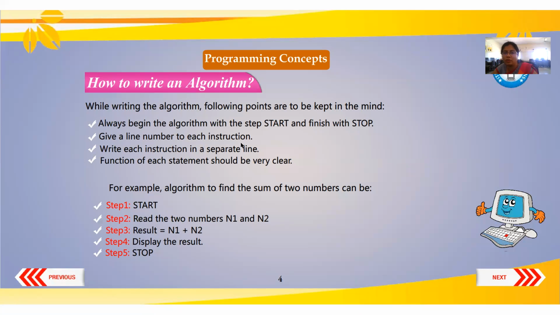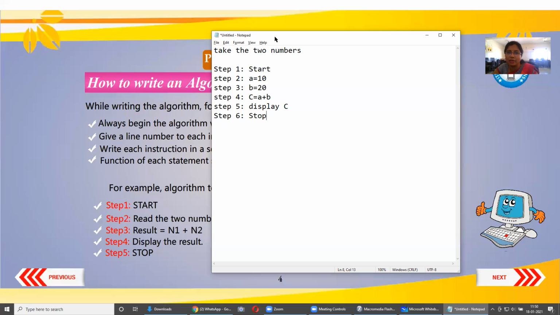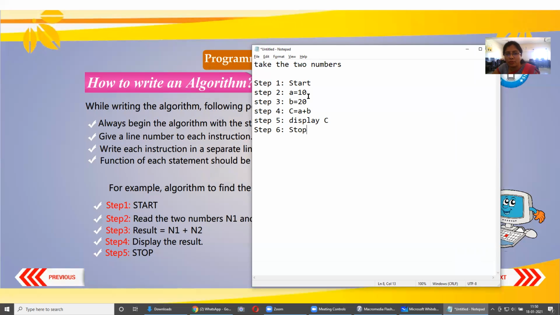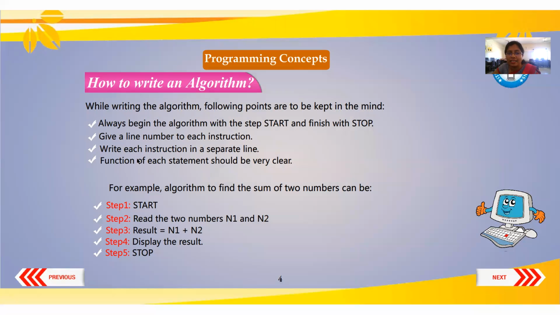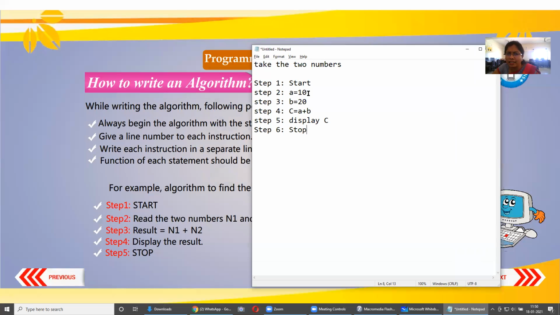Give a line number to each instruction. See here, we gave line numbers, right? We gave step 1 to start, step 2 to A is equal to 10, B is equal to 20, we gave it as step 3. So every step has to be given some number. Write each instruction in a separate line. Did I write A is equal to 10, B is equal to 20, both in a single line? No. I've written each instruction in different lines, right? A equals 10, B equals 20, C equals A plus B. Everything is to be written in different lines.